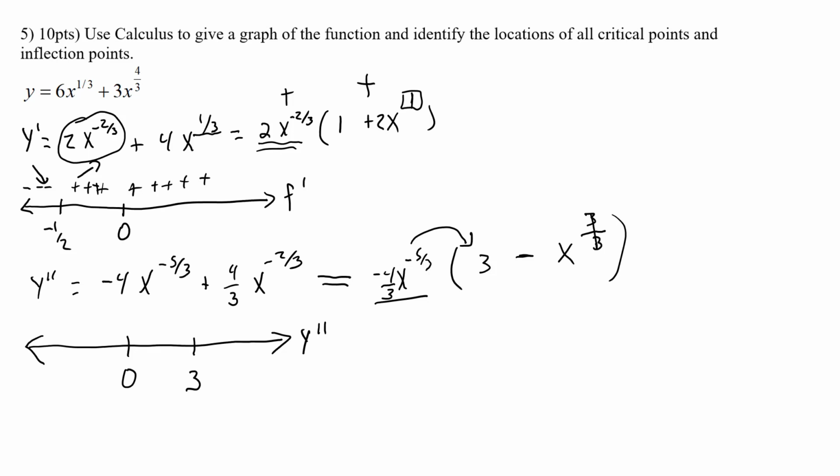Okay, so if you pick something less than 0, like negative 1, then this factor is going to be negative 1 to the negative 5/3, which is a negative number times a negative number. This will be a positive. And 3 minus negative 1, this will be a positive. And so when you multiply those together, you get a positive. So you will be concave up there.